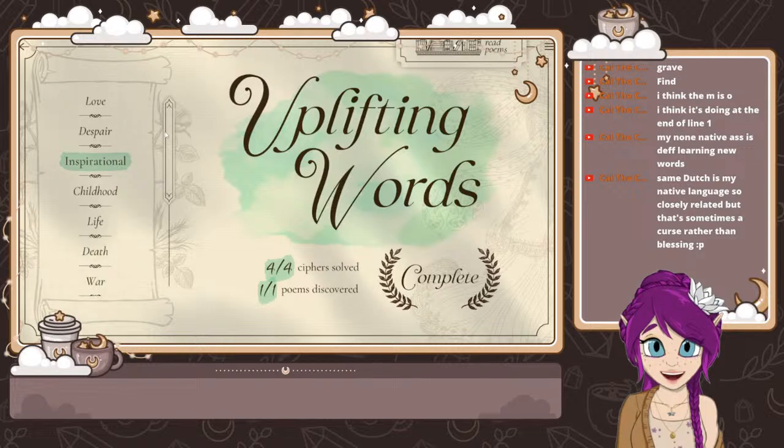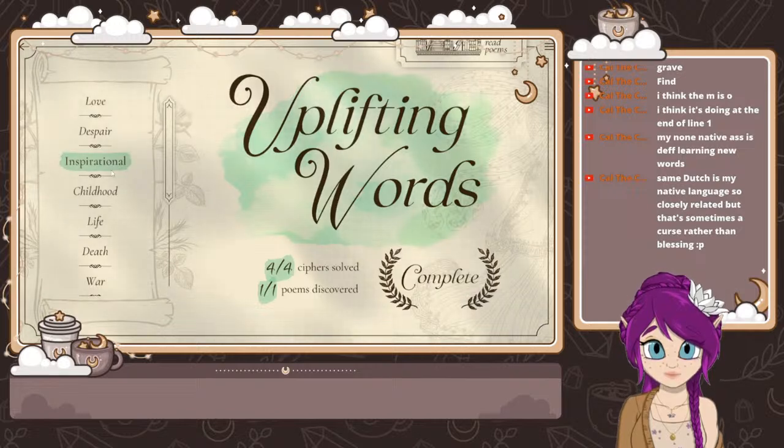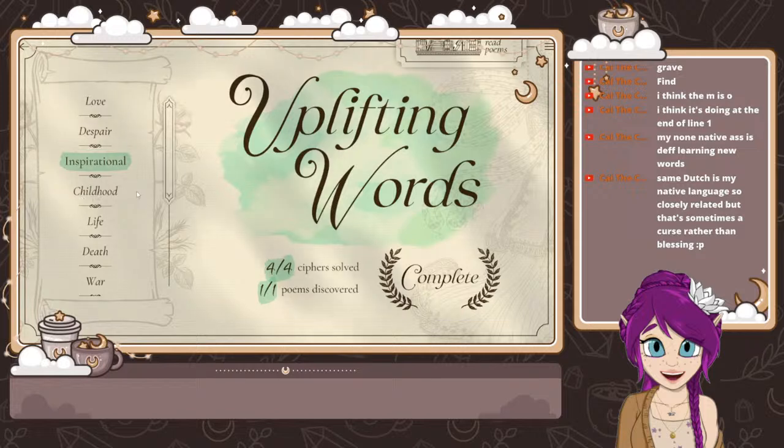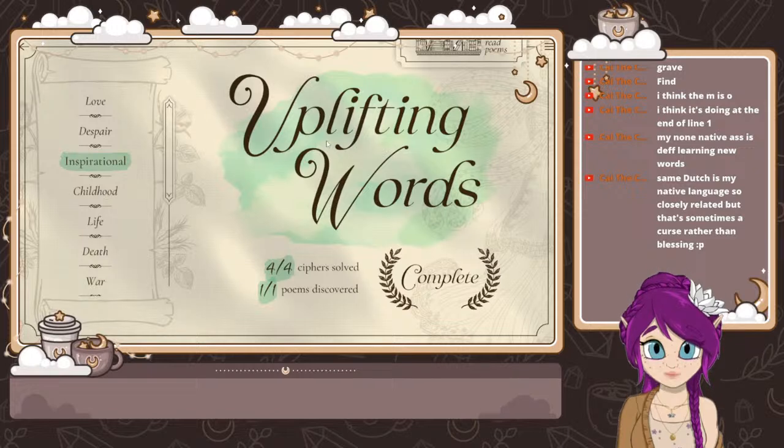Same Dutch as my native language, so closely related, but sometimes it's a curse rather than a blessing. Yeah, I get that. French Canadian is my first language, so sometimes I go French, sometimes it mixes halfway out my mouth. But this is also really good practice because I sometimes have issues reading out loud, so you guys are helping me practice.